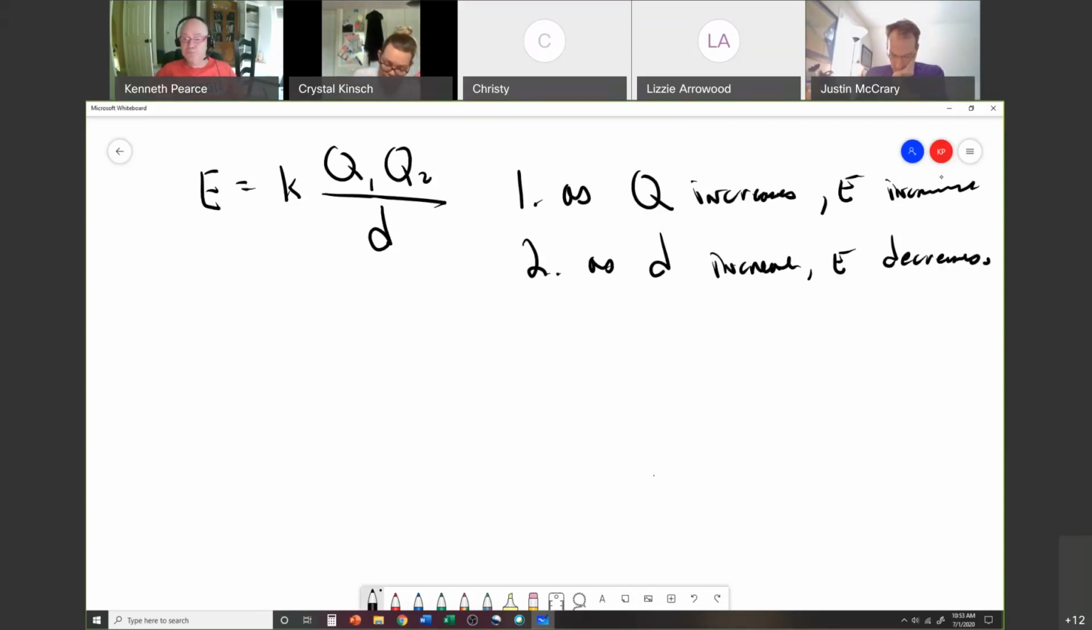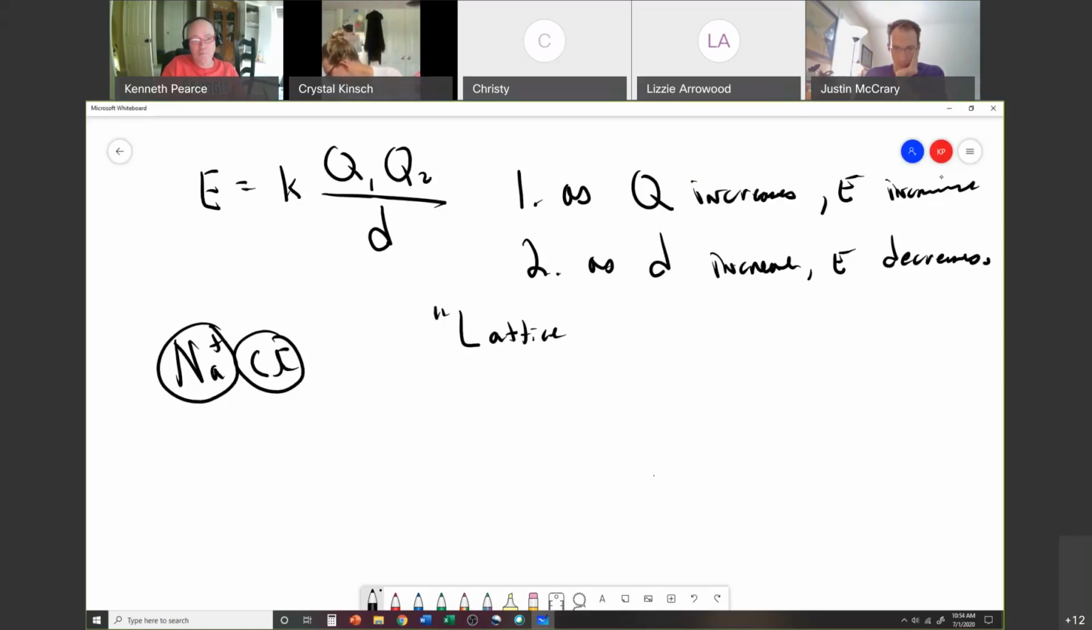Now, physically, we should also look at this back in our example here, sodium and chlorine. This is related to what's called the lattice constant. This is where we're getting to lattice energy. By the way, E is not the lattice energy, but it's related. It's part of it. And we look at the sodium and chloride. What do we have here?